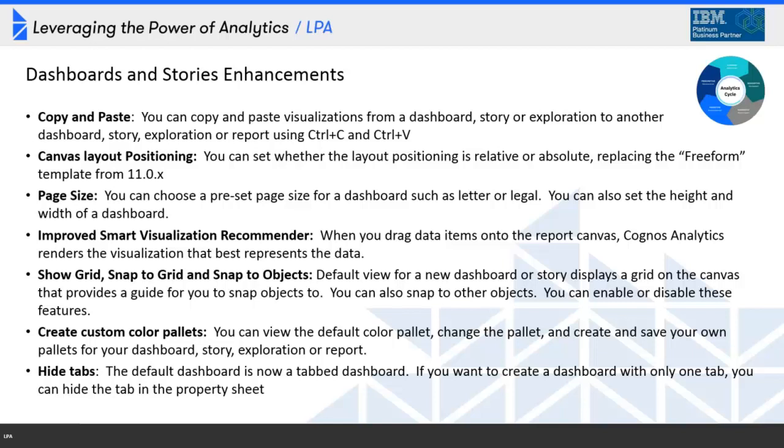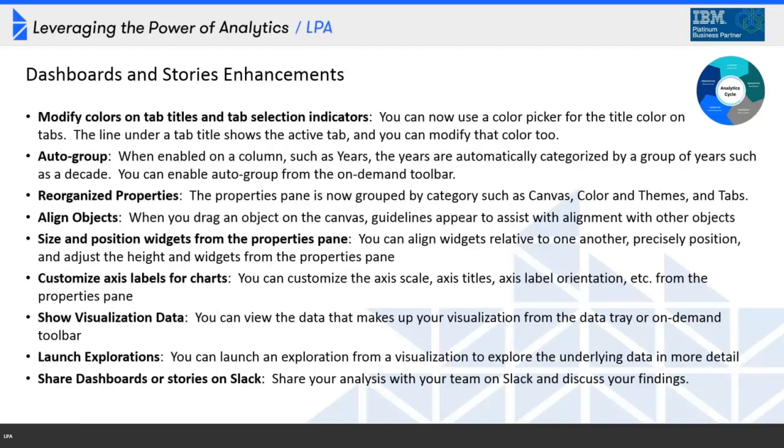All dashboards are now tabbed dashboards. That's the default. But if you want to hide the tabs, in other words, you have a one-tab dashboard and you don't want to have the tab appear, you can turn that off in a property sheet. The tabs themselves, you can change the title color. You can actually change the indicator that shows which tab you're on. You can change that color.